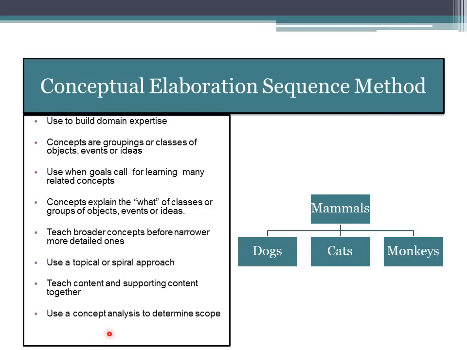Use a concept analysis to determine the scope. You can see in this example, our broad category is mammals. It's an object, and it's a class of things. The more narrow topics are dogs, cats, and monkeys, and then they can be subdivided even more into Pomeranians, golden retrievers, and etc.